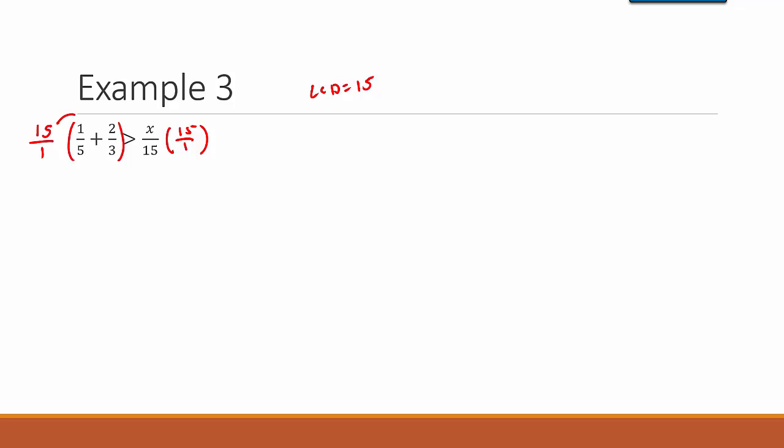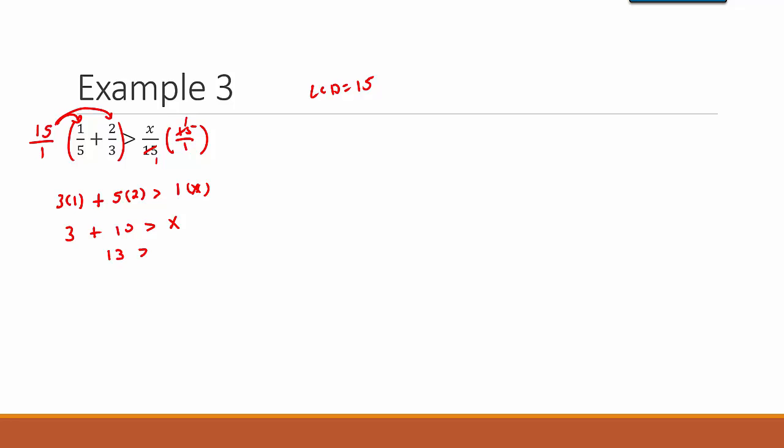I will need to use my distributive property over here on my left-hand side since I had a plus in between those fractions. If I had a minus, I would still have to use the distributive property. 5 goes into 15 3 times, so I would have 3 times 1 there. 3 goes into 15 5 times, so I would have 5 times 2. On the right-hand side, 15 goes into 15 1 time, so I would have 1 times x. So let's multiply those out. 3 plus 10 is greater than 1x, understood 1. 3 plus 10 is 13.